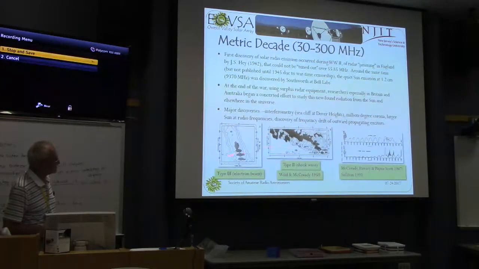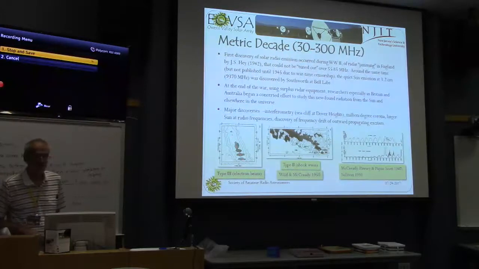and they discovered this frequency drift of outward propagating exciters. So this is a couple of traces at multiple frequencies. And this is time going this way. This is about 20 seconds of time. And this is frequency going from looks like about 60 to 120, 130 megahertz. And at higher frequencies, the emission arrived first and then slowly, actually quite quickly, moved to lower frequencies.